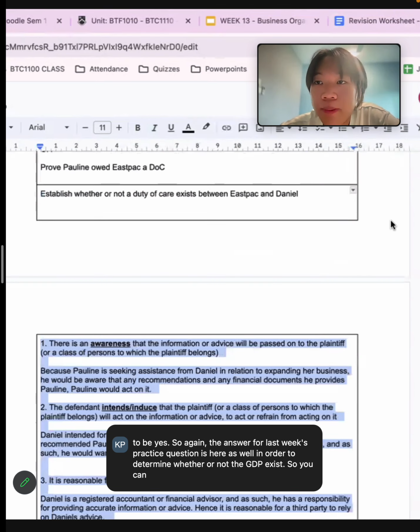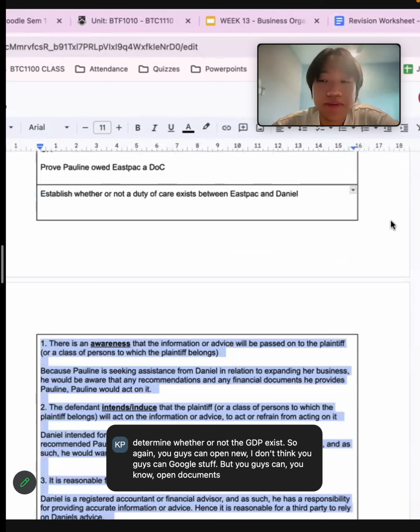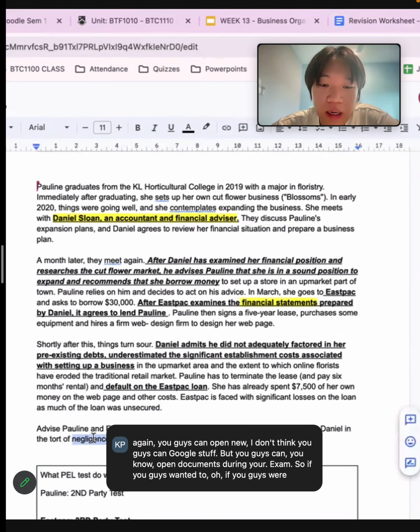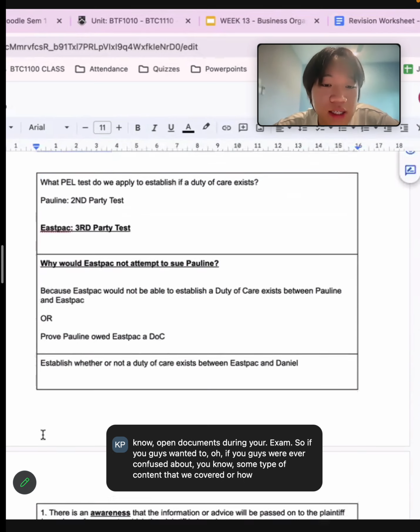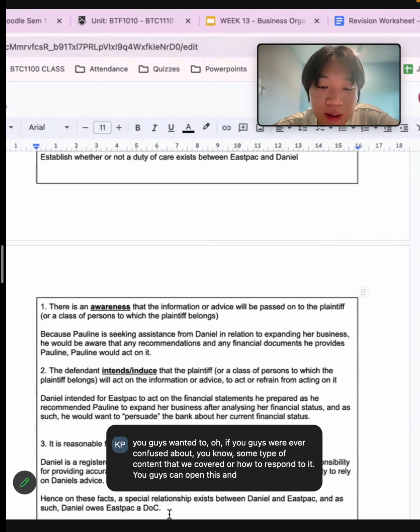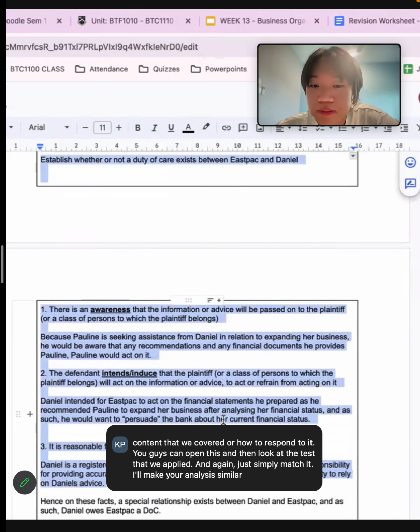I don't think you can Google stuff, but you can open documents during your exam. So if you were ever confused about some type of content that we covered or how to respond to it, you can open this and look at the test that we applied. And again, just simply match it or make your analysis similar to it.